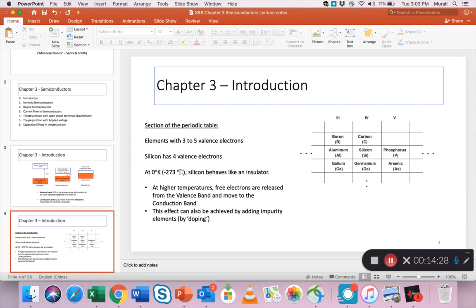At 0 degrees K, that means 0 degrees absolute, which is actually minus 273 degrees centigrade, silicon just behaves like an insulator. But at higher temperatures, that means well above absolute 0, so even at room temperature, which is well above absolute 0, right? Room temperature is about 300 degrees K. The free electrons are released from the valence band and move to the conduction band, some free electrons, not a whole lot but a few.